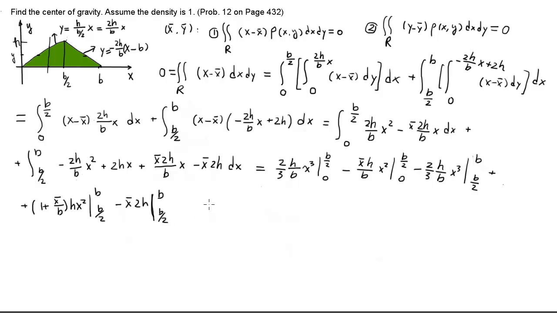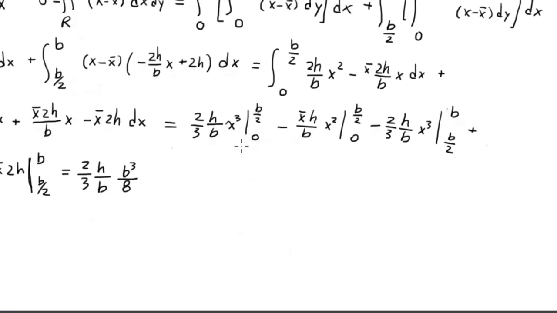Okay, so let's just be very careful and put these things over here. So when we plug in over here, we have 2 over 3 times h over b, and this one over here is b cubed over 8.